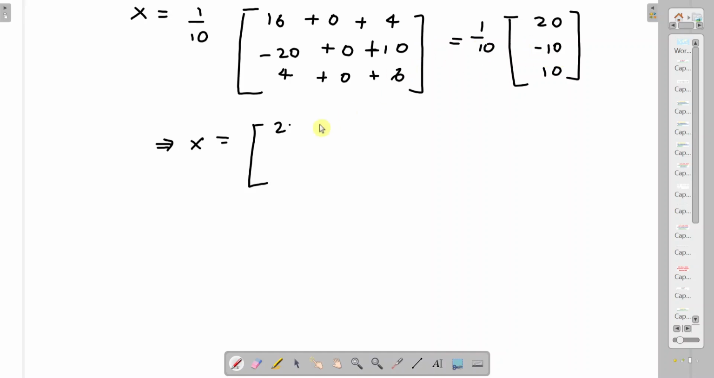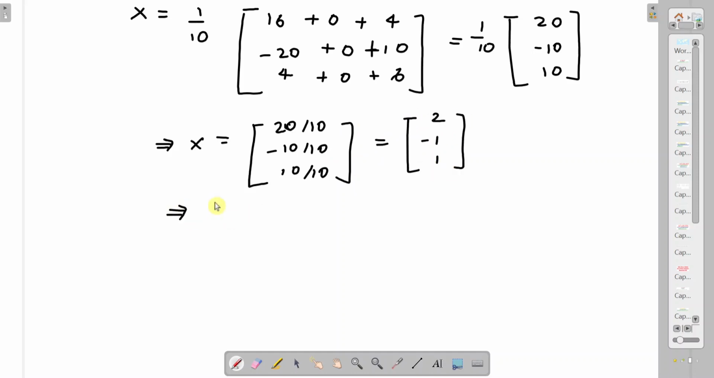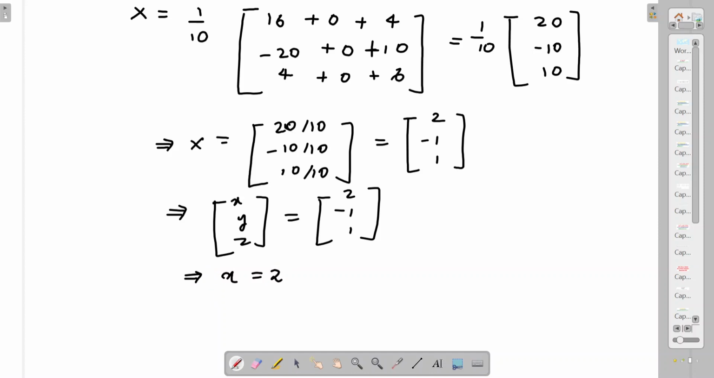and so 20 by 10, minus 10 by 10 and 10 by 10, which is equal to nothing but 2, minus 1, 1. Okay, but what is capital X matrix? X y z. So this will be equal to 2 minus 1 1. That means x is equal to 2, y is equal to minus 1, and z is equal to 1. Okay, so this is the solution.